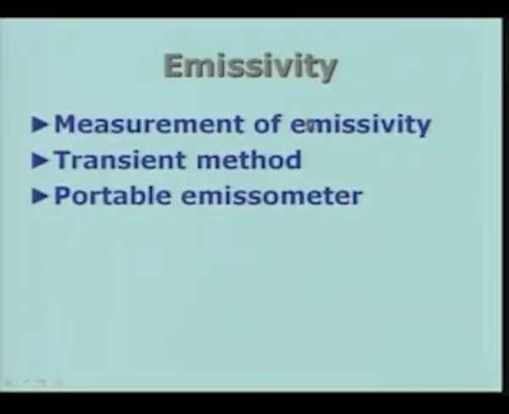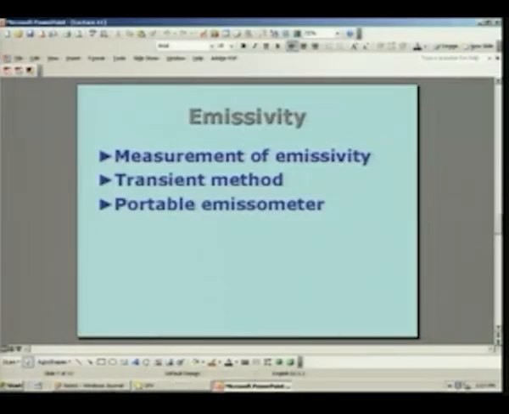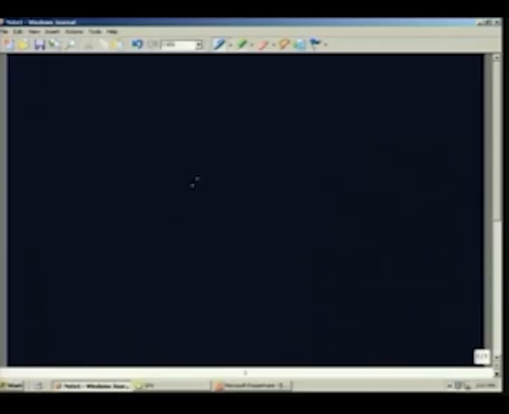So, with this let us now look at the emissivity measurement, even though the previous one is actually an emissivity measurement. I am looking at some specific methods of measuring emissivity, which I am going to look at now. So, before we do that, let me just go to the board and discuss a few issues before we get back to that.